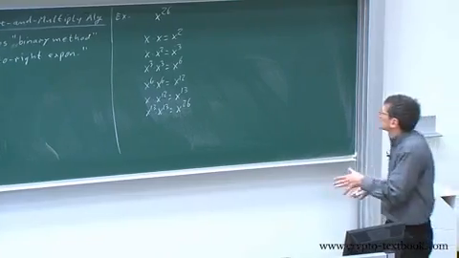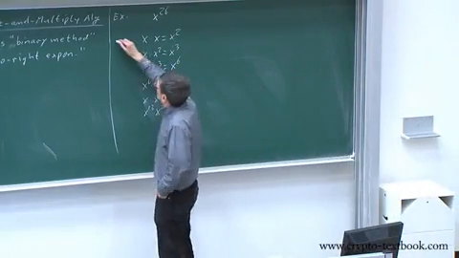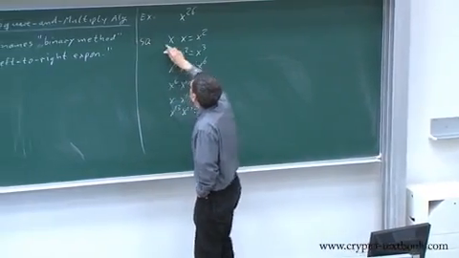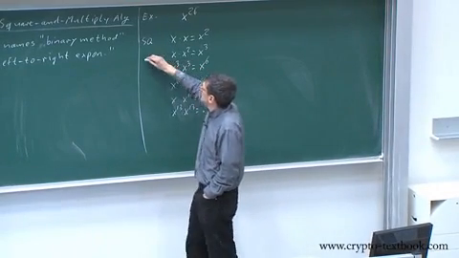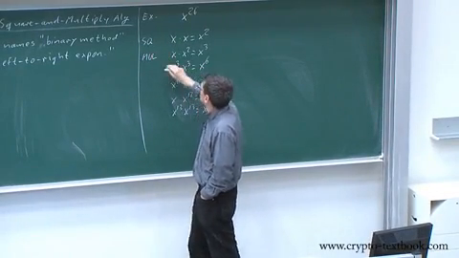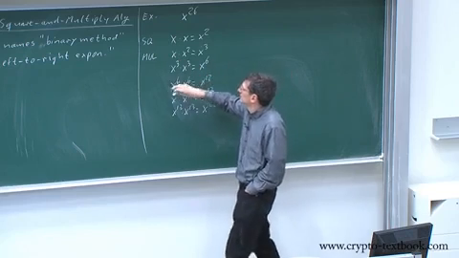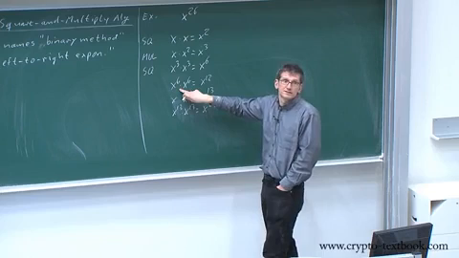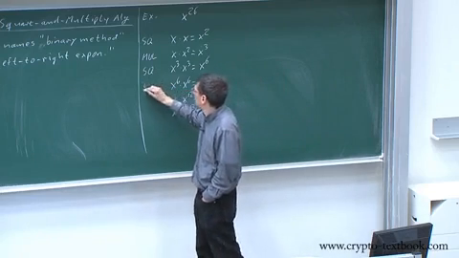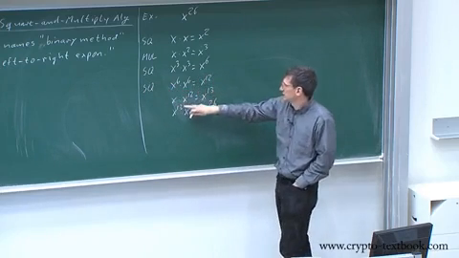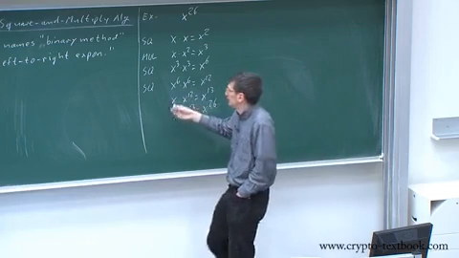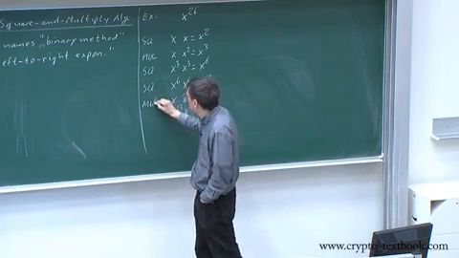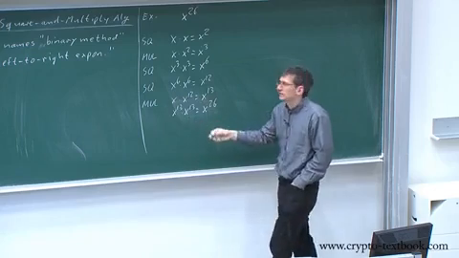What are the operations? I start here with the squaring. This is squaring. Here I multiply by x. Here I square. This is the squaring again. In this iteration, I multiplied by x, so I just call this multiplication. And at the end, I square again.